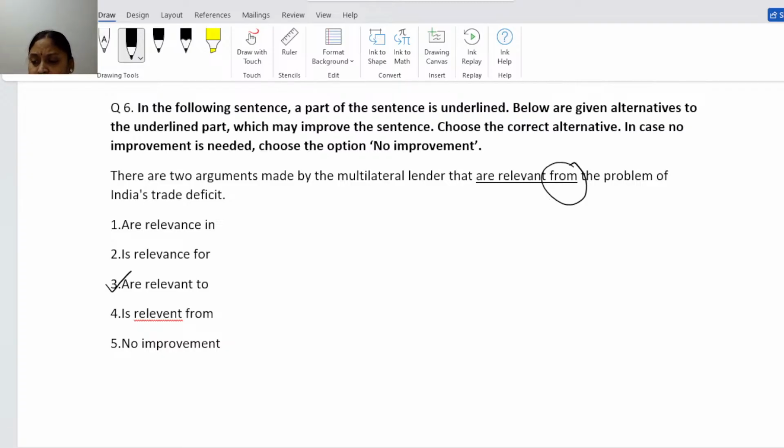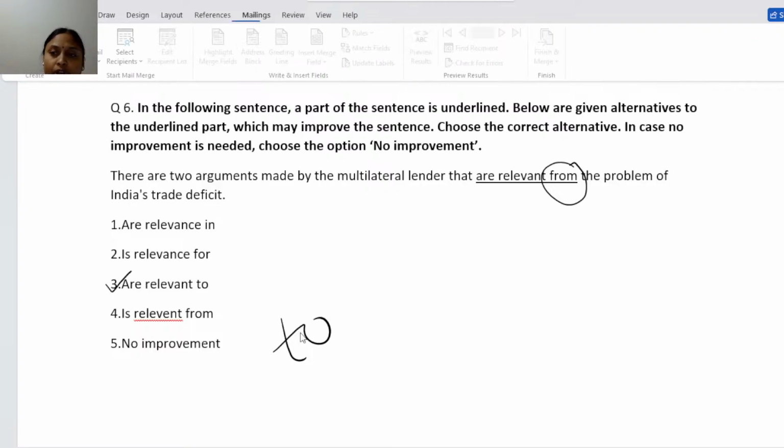Relevant from. So it is an incorrect statement. Here we are supposed to improve that. So plural forms are given. So here, instead of from, we have to write to. So this is about are relevant to. So now we will go for the next question.